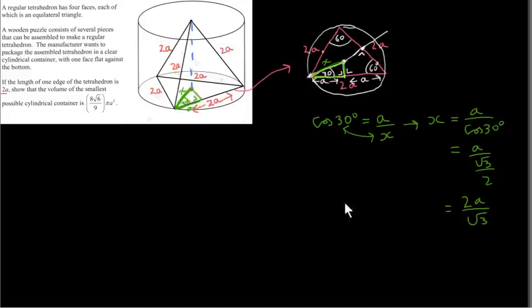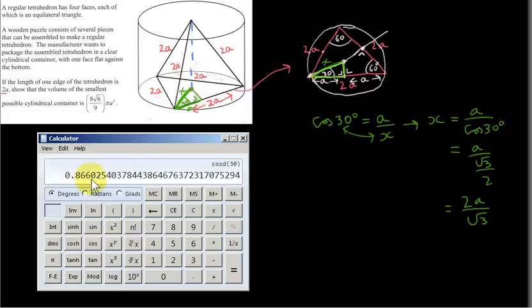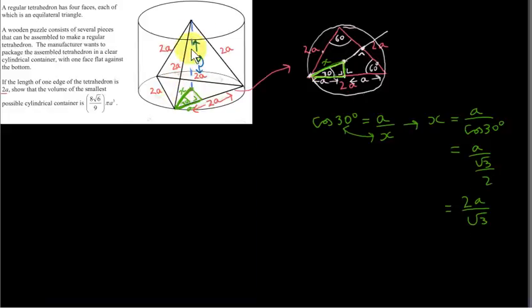The cos of 30 degrees is 0.866, but if you look it up you can get it in surd form. 30 degrees is one of the standard angles. 0.866 is actually root 3 over 2. So we have a divided by root 3 over 2, so I just multiply above and below by 2 to get 2a over root 3. Now I'm interested in the height of the tetrahedron, which I will call y.